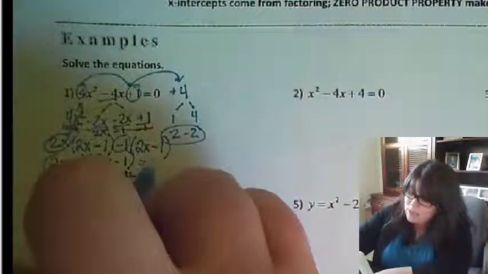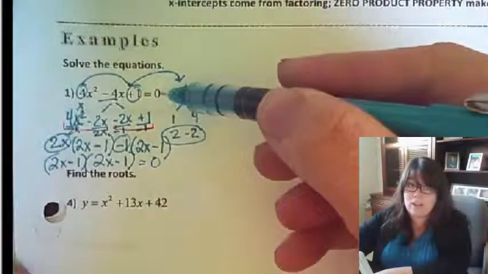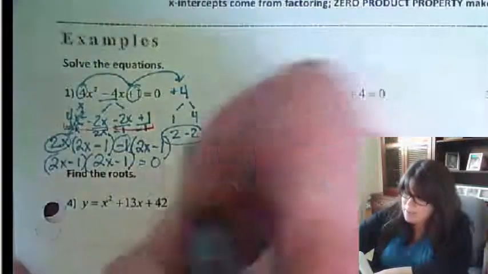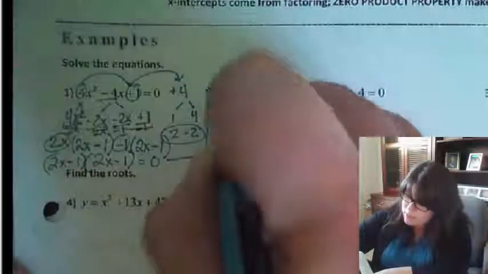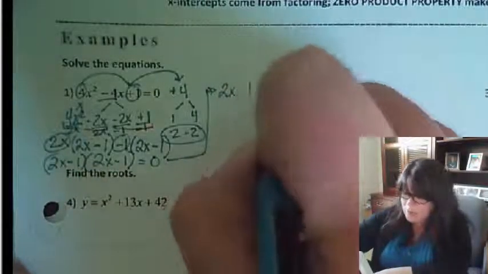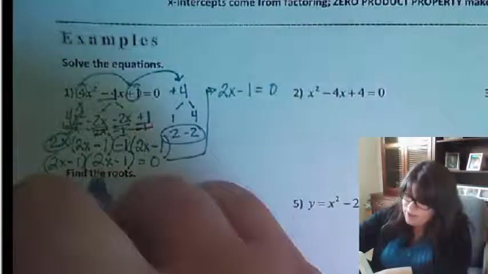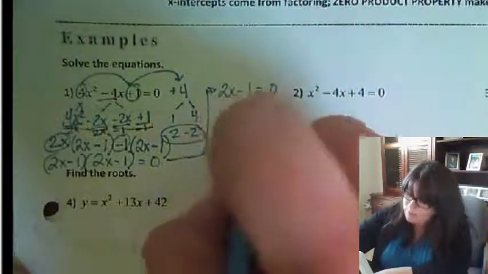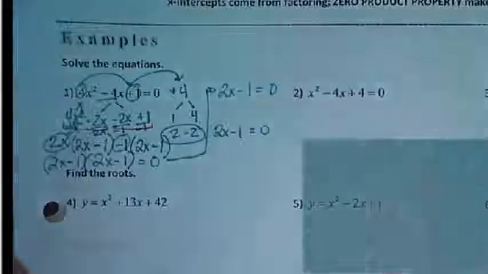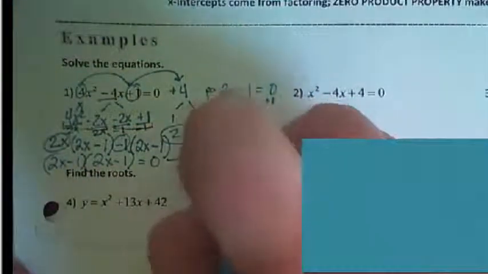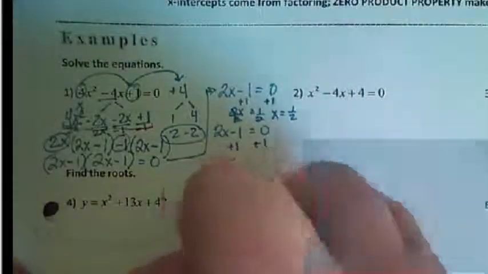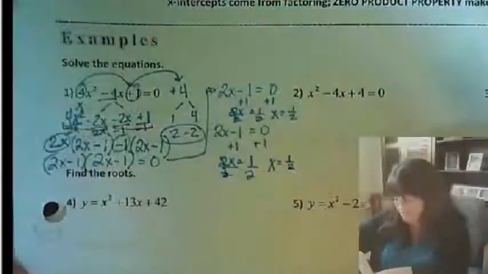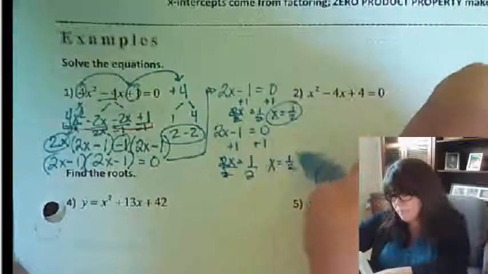Well, I know that this is equal to 0 because when I first started, it was equal to 0. And so my ZPP says I can take this factor, 2x minus 1, and I can set it equal to 0. And I can take this factor, 2x minus 1, and set that equal to 0 as well. Now let me solve those. Check it out. They're exactly the same.